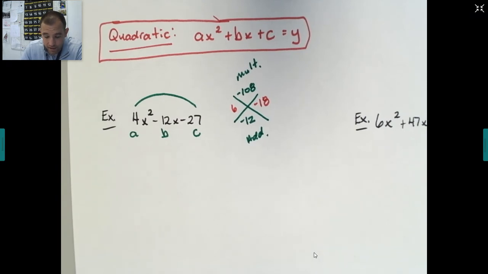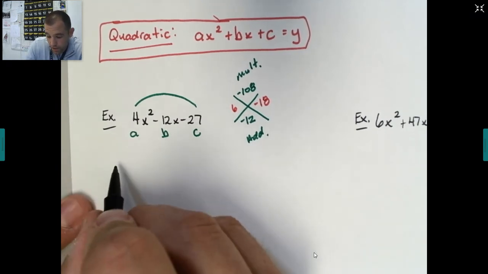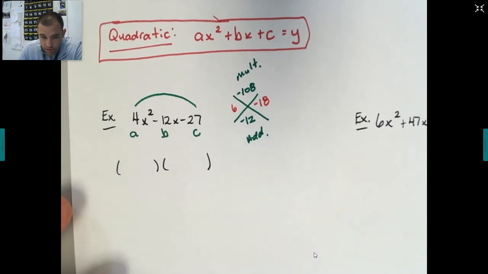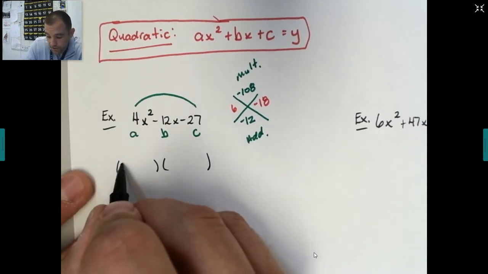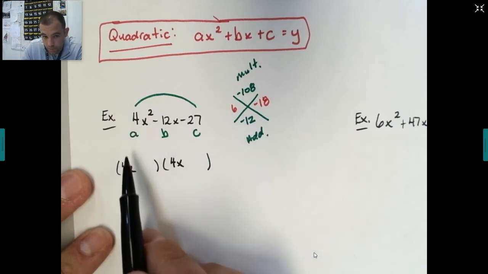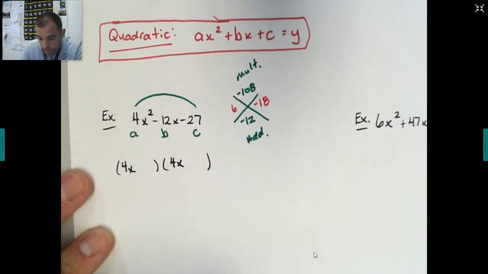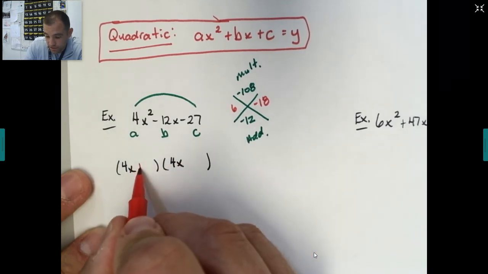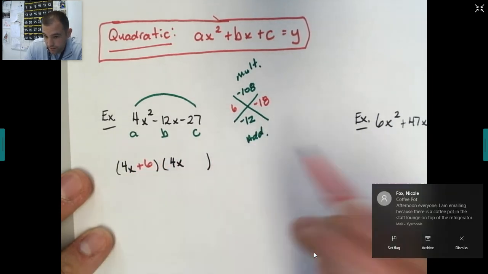Once I find that, then I can go right to my two groups of parentheses. Because again, we're factoring. We're trying to split it up. It's kind of the opposite of distribute, right? We're going backwards. So whatever comes first, in this case, it's 4x and 4x. Whatever comes first in the problem, I put first in the parentheses. Then I put the two numbers that I found. This is a positive 6, and this is a negative 18.